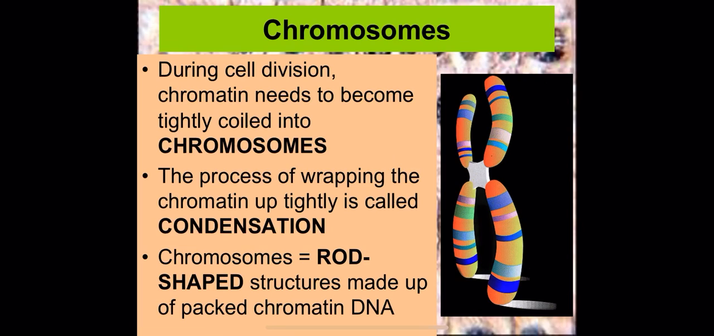So during cell division, chromatin needs to become chromosomes. So we said that chromatin exists in the nucleus of a non-dividing cell. But when the cell goes to divide, we need our chromosomes to become very distinct because they're going to essentially align themselves and cut themselves perfectly in half and divide so we can ensure that both new daughter cells that we're creating have equal amounts of DNA and they have all of the information they need. This process is called condensation.